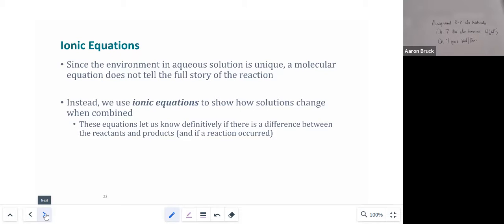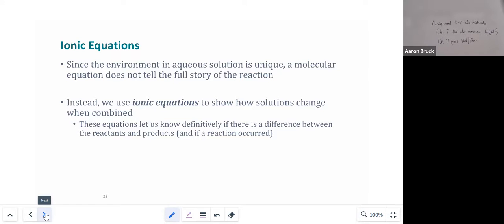And up until this point, that has worked, because there have been noticeable differences. We can look at differences in the bonding. We can look at differences in the physical and chemical properties of the reactants versus the products to help us see, okay, that was definitely a chemical reaction. But in aqueous solution, we don't have that luxury, because oftentimes the solutions all look the same.